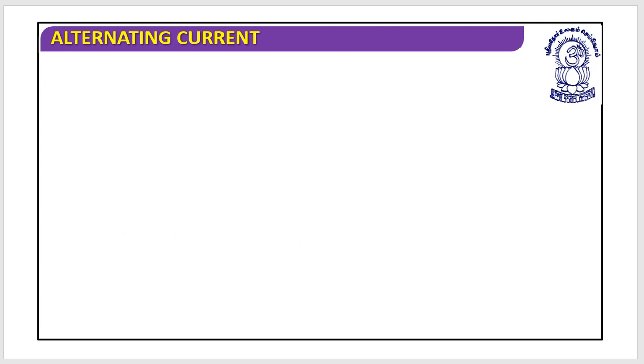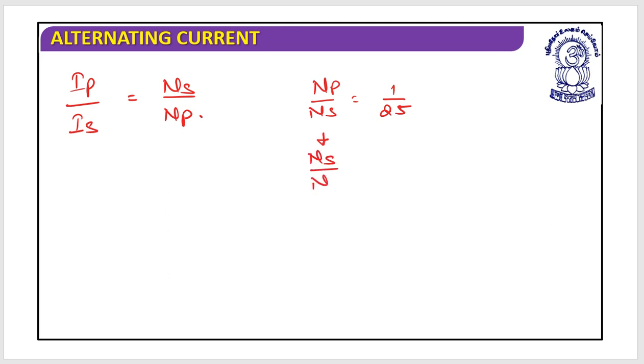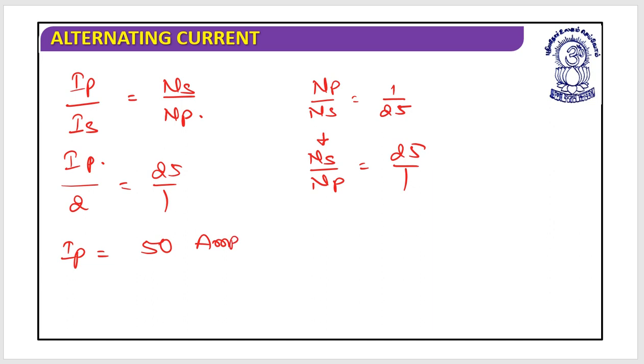So if I equate this, IP is to IS is equal to NS is to NP. And I have been provided that NP is to NS is 1 is to 25. That means NS is to NP is 25 is to 1. IP, I don't know. IS is 2 ampere. This is equal to 25 is to 1. So IP is equal to 25 times 2, it's 50 ampere. I hope this is clear.